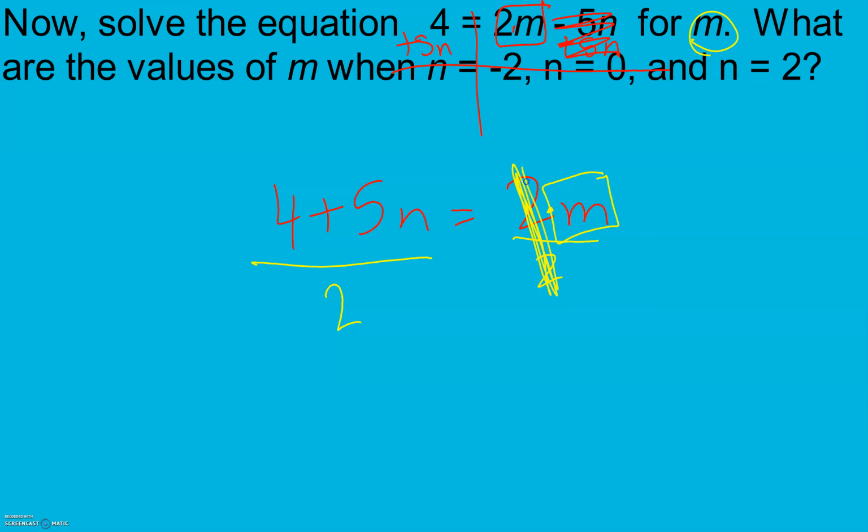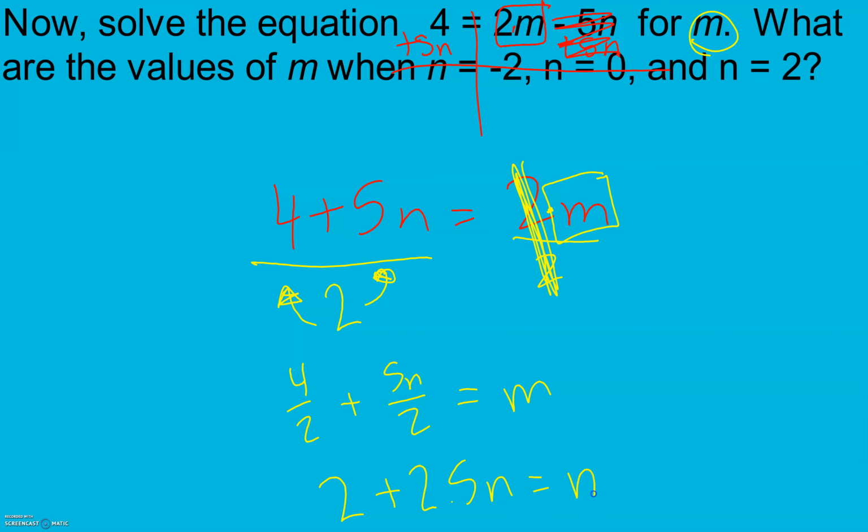Both sides completely. Here I can distribute that division, and we talked about that in chapter 1. So I can take 4 divided by 2 plus 5n divided by 2, which gives me 2 plus 2.5n equals m, or you could leave it as 5 over 2 because that doesn't simplify. So here I have solved it for m, and that's the first thing it wanted me to do.